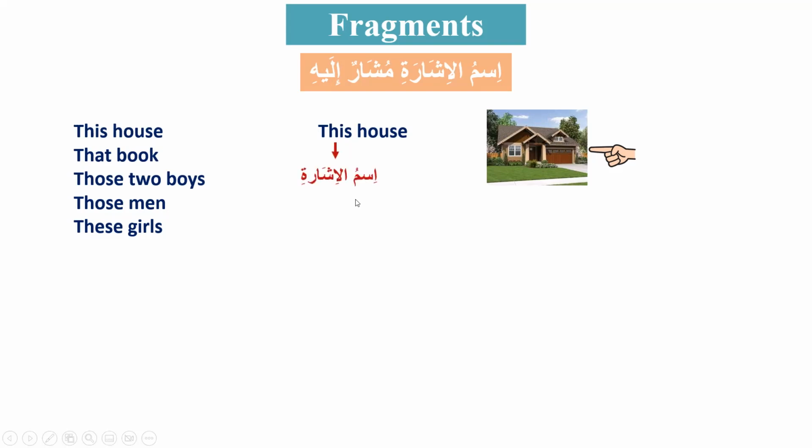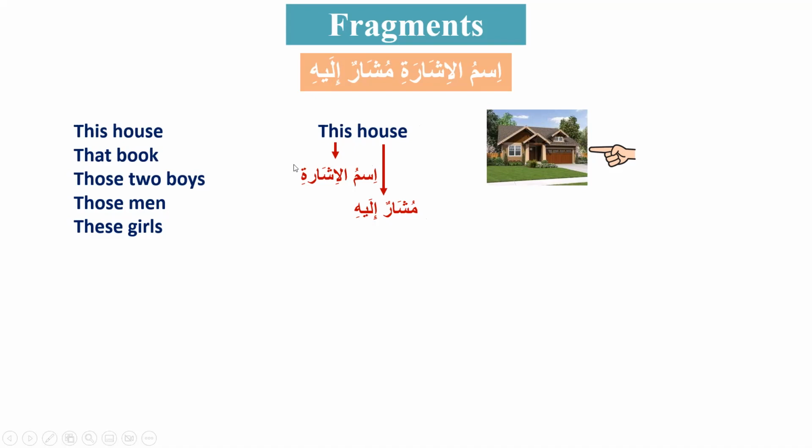This house. And when you use this fragment or some fragment like this, the first word, which is this, is called ismul ishara. Like on the tables, all the words in those 4 tables, they are all ismul ishara. Each of them is an ismul ishara. So this fragment is made up of 2 words. The first word is called ismul ishara. And the second word is the thing which is pointed at, and that is called musharun ilay.